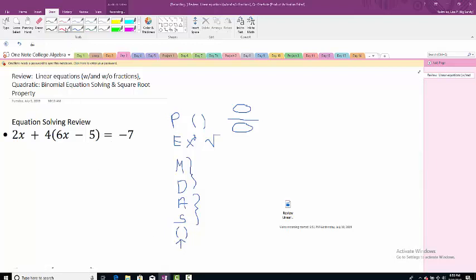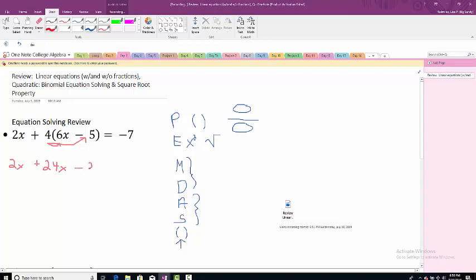So first we're going to get rid of this parenthesis by distributing our 4 to both the 6x and the -5. So the 2x, we just carry that on down. So it's 2x plus 4 times 6 is 24, so that becomes 24x minus 20 equals -7. Now, from here, there's actually a lot of things we can do.